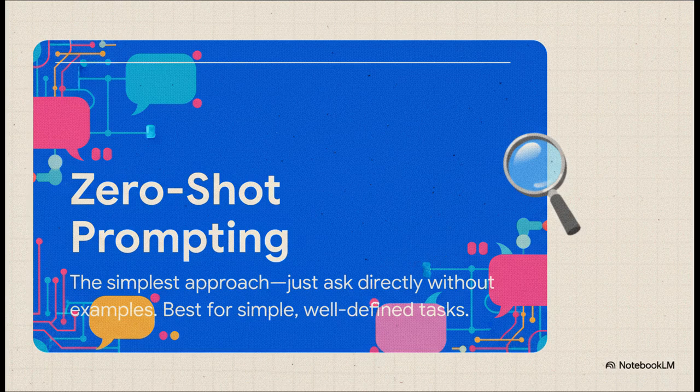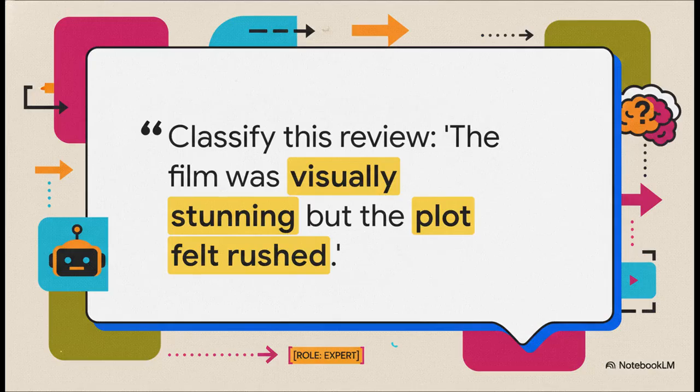Okay, first rung, 0 shot prompting. This is the simplest one. In fact, it's probably what you're already doing. You just ask the AI a question directly, you don't give it any examples. That's why it's called 0 shot. And you know what? It's great for simple, clear-cut tasks. For instance, asking an AI to classify a movie review like this one is a perfect use case. The task is super clear. The AI already gets what positive, negative, and neutral mean. It doesn't need any coaching from you.